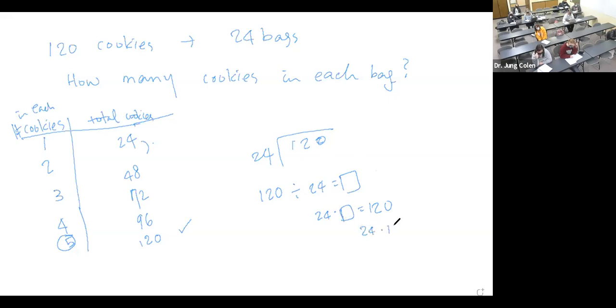So 24 times 1 is 24. 24 times 2 is 48. You continue this process until you reach 120 or less than 120. 24 times 3 is 72. 24 times 4 is 96. 24 times 5 is 120. Oh, so my quotient is 5. You can see that too using the relationship between multiplication and division. Okay? All right.